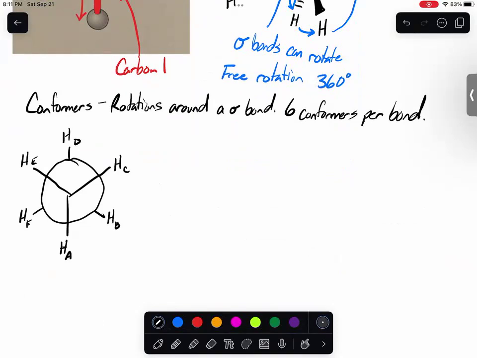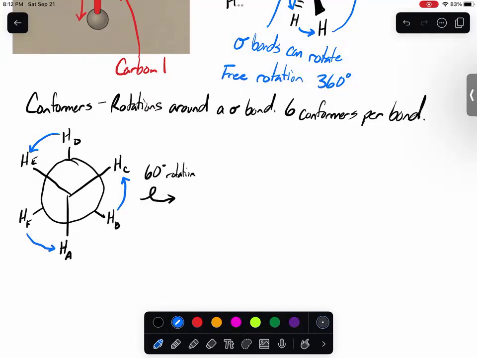So let's say we wanted to draw a conformer of this, right? A conformer is essentially going to be a 60-degree rotation around the bond. And anytime you're doing this 60-degree rotation, you're only going to rotate one carbon around. Okay, so we're going to try rotating the back carbon. So if we were to take the back carbon and start to rotate it, right, we're going to move all of the groups 60 degrees. So for example, HB would move 60 degrees, and 60 degrees away from HB is where HC is. HD will move 60 degrees, and HF will move 60 degrees.